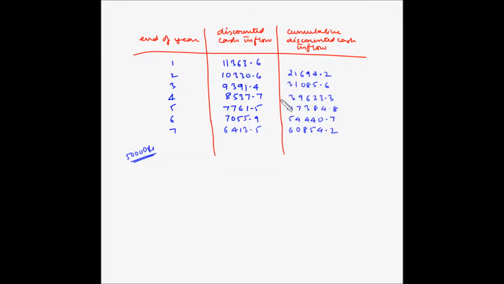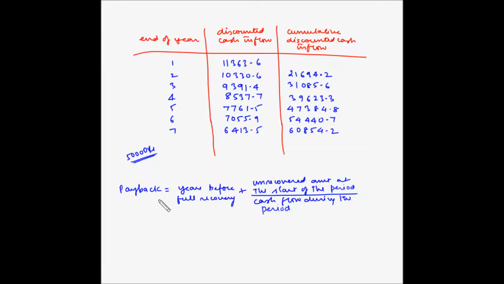So since the cash inflow is uneven, let's use the formula for uneven cash flow to find the payback for this example. So the formula for payback is years before full recovery plus unrecovered amount at the start of the period divided by cash flow during the period. So here, as we saw earlier, years before full recovery is 5. Unrecovered amount at the start of the period will be 50,000 minus 47,384.8, because this much we have already recovered at the end of the 5th year.